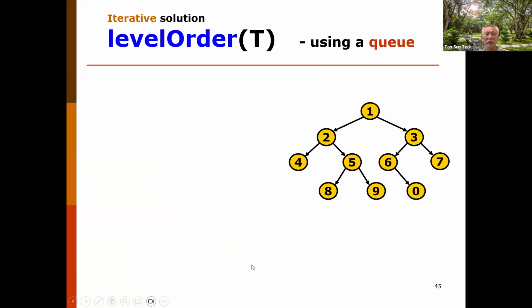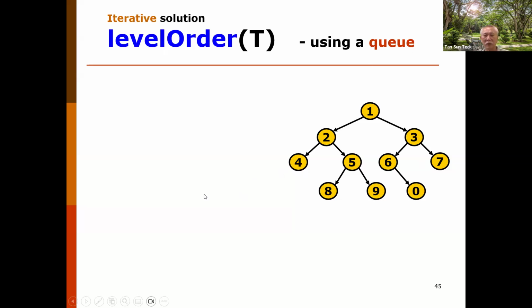So this is pseudocode, and remember this. If you need to do something called DFS, previously the pre and post and then in order, they are all actually doing it using a stack. Okay, but when you are doing level order, you have to use a queue. Okay, you have to use a queue.